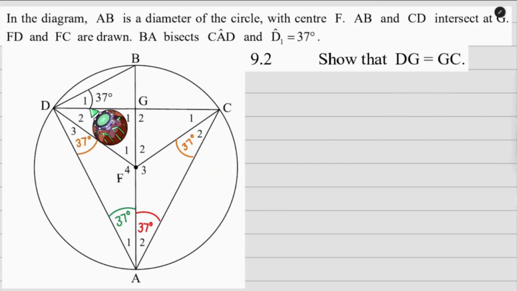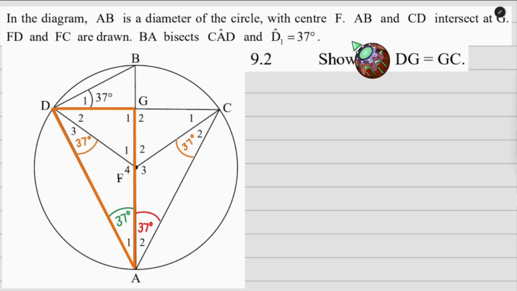Next up, we need to show that DG equals GC. Now I'm noticing that DC is a chord. So if I prove that this line from the center is perpendicular to the chord, it'll prove what they're asking me to do. So I want to get G1. G1 should be 90. So to get G1, I'm going to target this triangle, because I already have one angle inside of that triangle. So all that's left is I need to get D2.